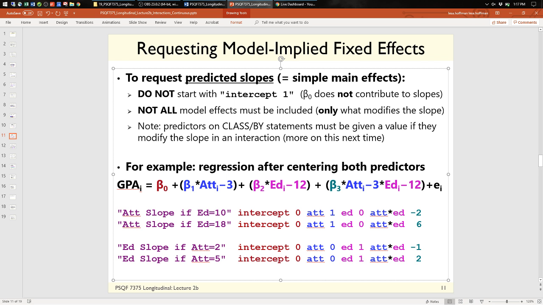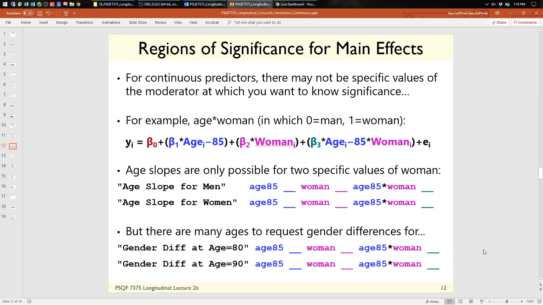This is the hard part. Same term, different value. It's the value for the other predictor, the one that you're not asking for the slope for. No, that was a clumsy sentence, but that's the best way I can explain it. The other one. Okay.